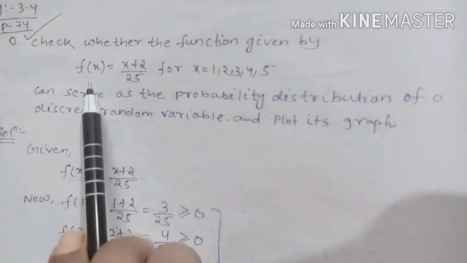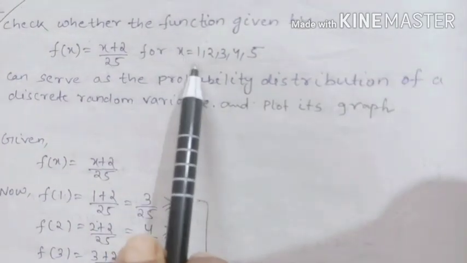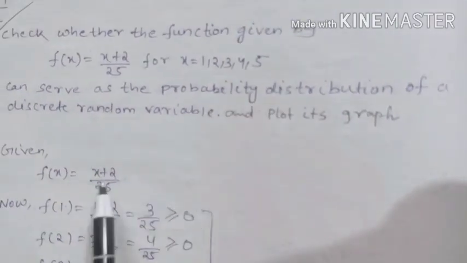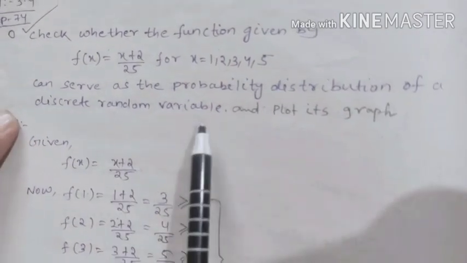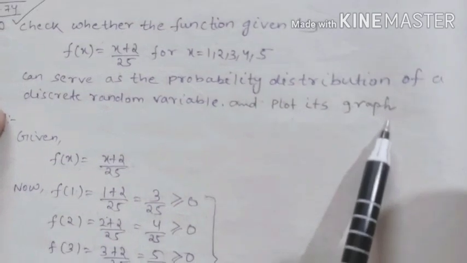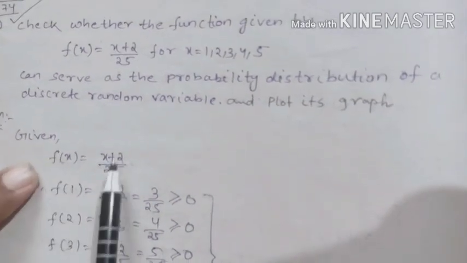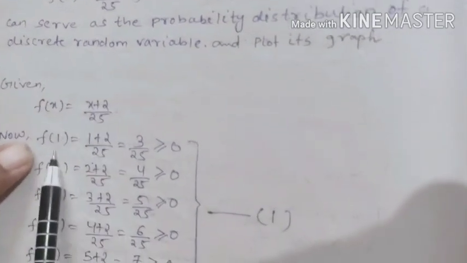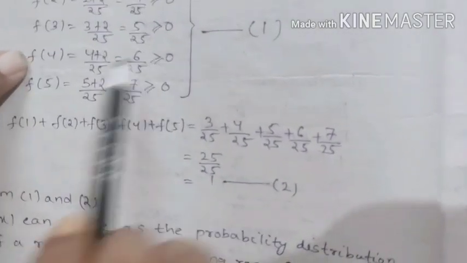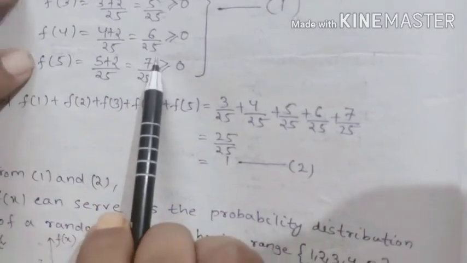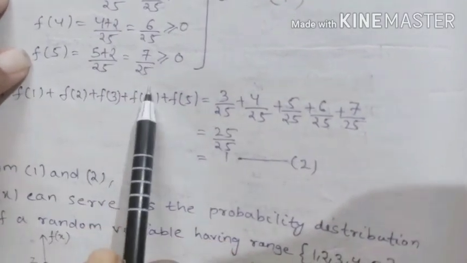Whenever the function f of x equals (x plus 2) by 25, for x equals 1, 2, 3, 4, 5, then we have to find the probability distribution of a discrete random variable and plot its graph. Whenever f of x is equal to (x plus 2) by 25, then f of 1 equals 3 by 25, f of 2 equals 4 by 25, f of 3 equals 5 by 25, f of 4 equals 6 by 25, f of 5 is equal to 7 by 25. The whole summation equals 1.